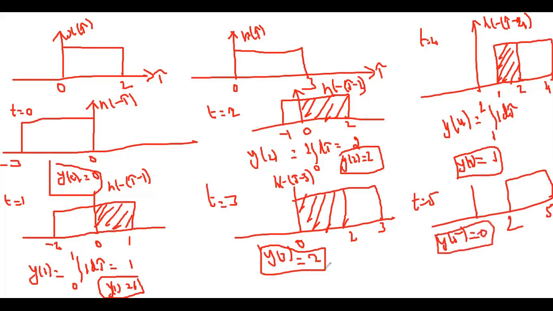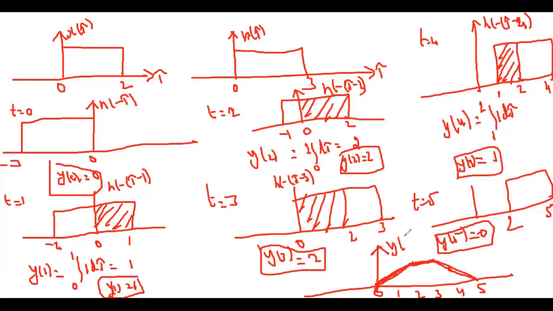So what are the values here? y of 0 is 0. y of 1 is 1. y of 2 is 2. y of 3 is also 2. And y of 4, the value decreases to 1, and at 5 it is 0. So the graph increases from 0 to 2, is constant from 2 to 3, and decreases from 3 to 5.